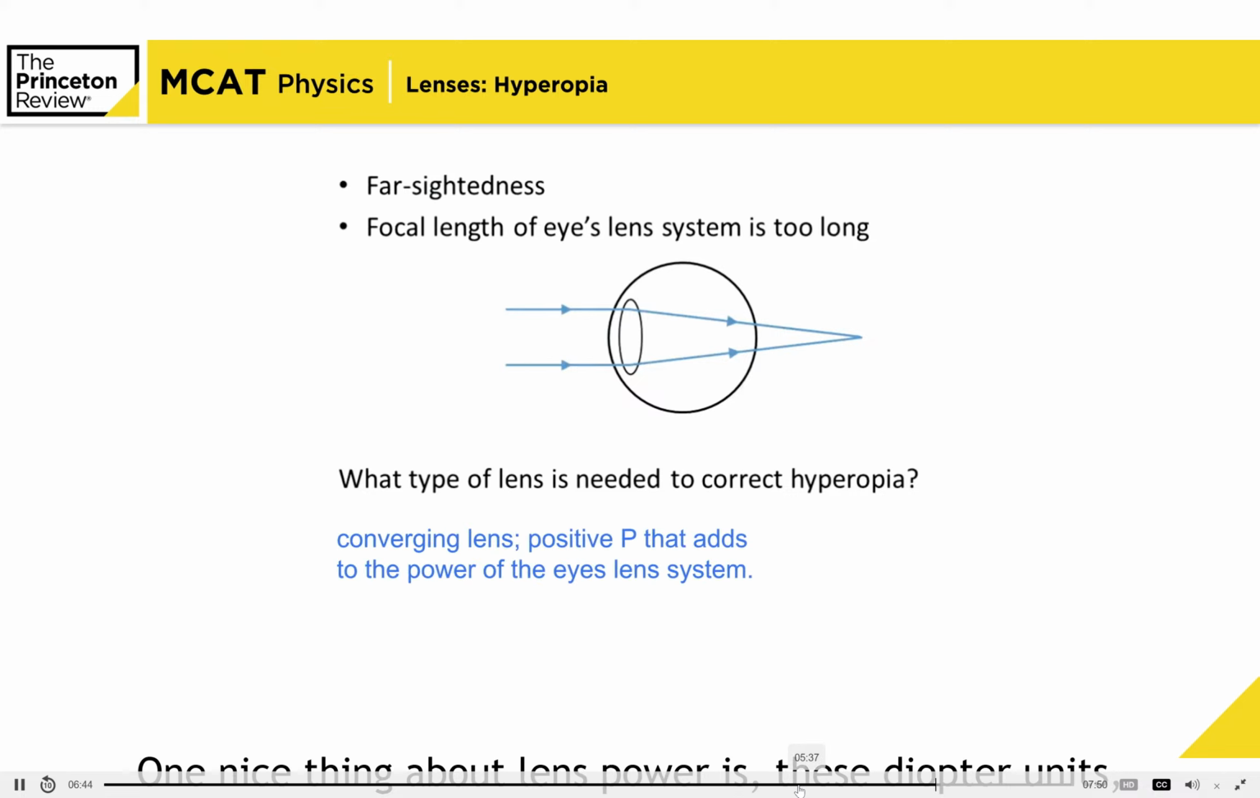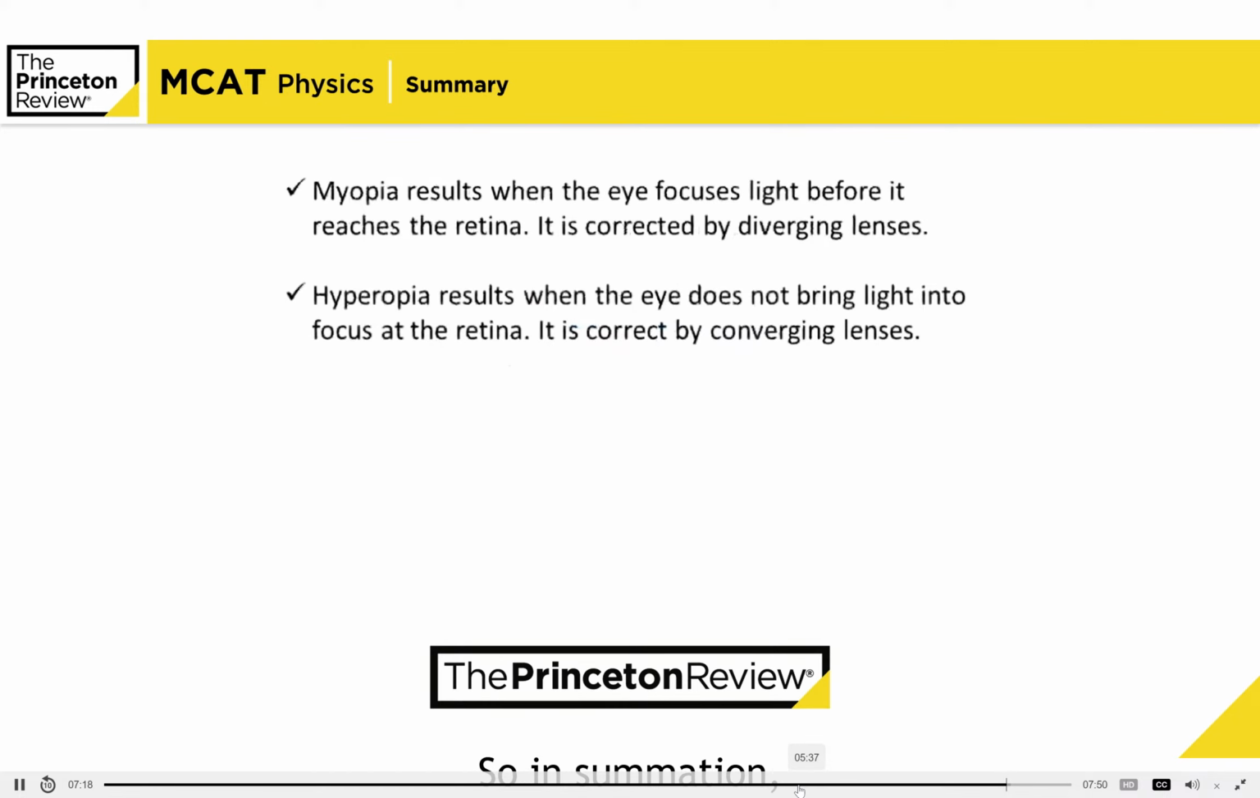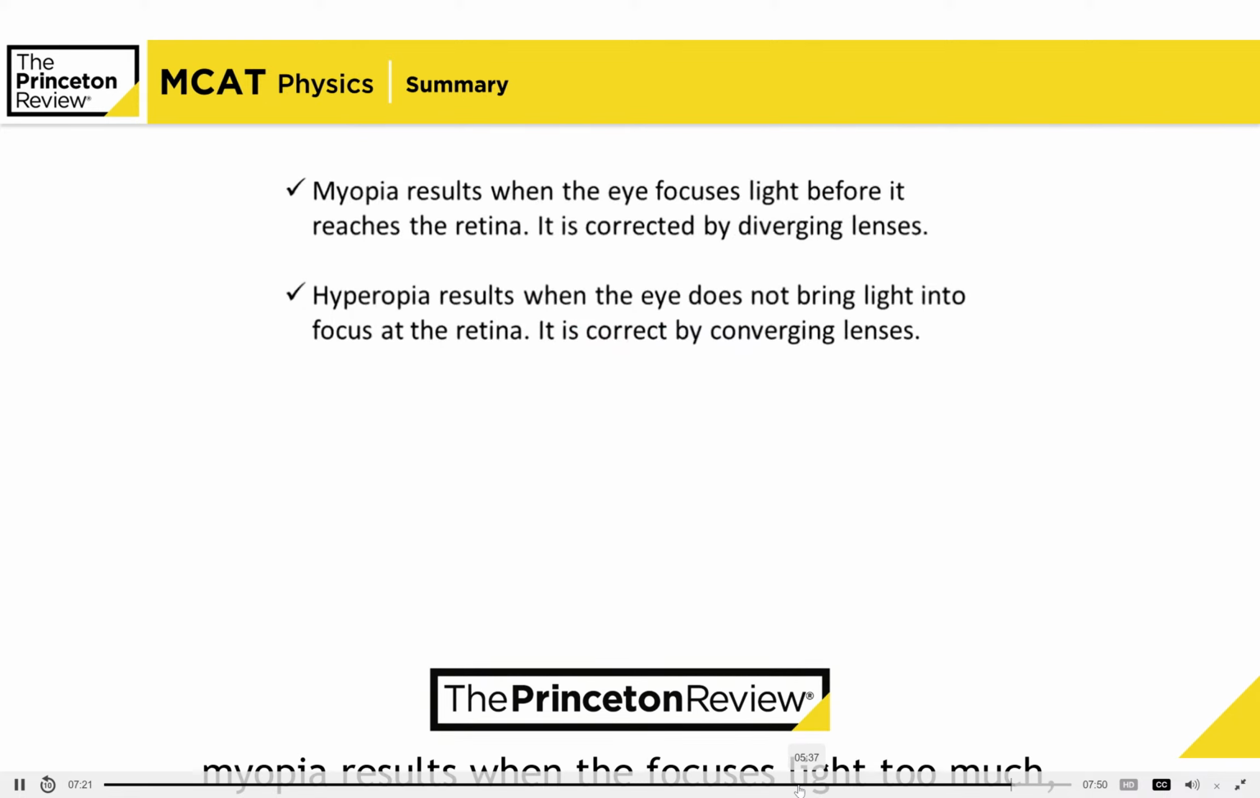One nice thing about lens power in these diopter units is that if you have two lenses of two given powers, the combination of those lenses, if you take two pairs of glasses and you sort of push them together, and you know their prescription in diopters, you can simply add those numbers together. And the result is the power of that combination. And so that's what we're seeing here. If you were to add another positive value to this, you would increase the power of the eye's lensing system enough that the light would then be able to come into focus at the shorter required distance. So in summation, myopia results when the eye focuses light too much.